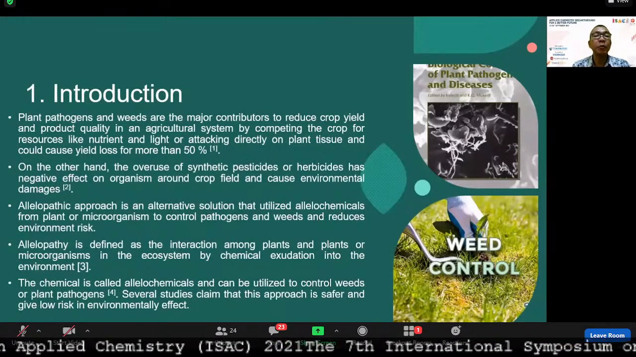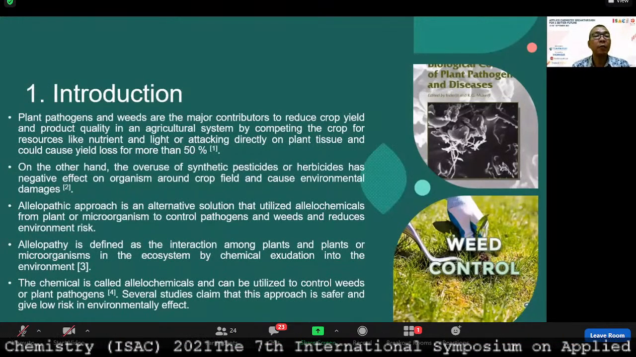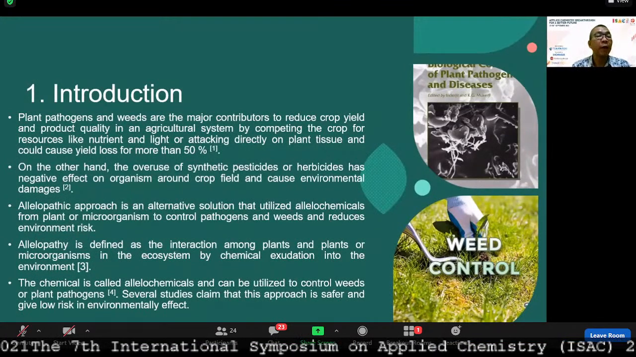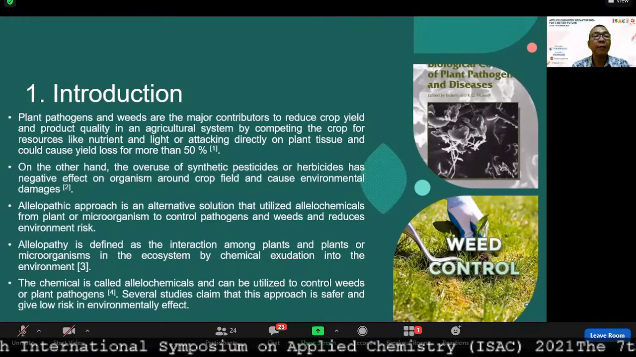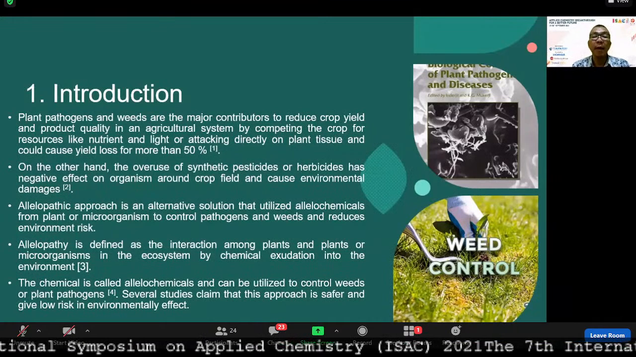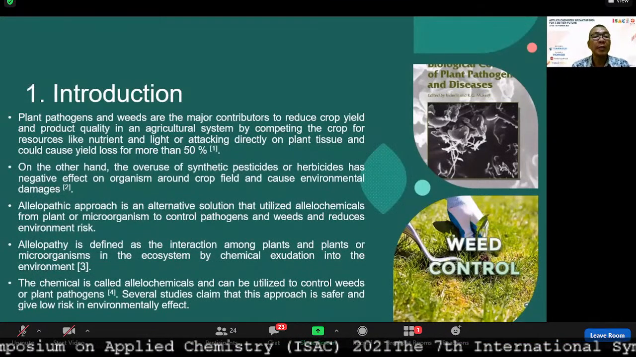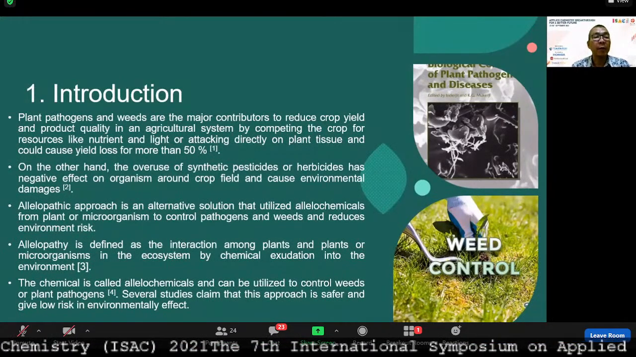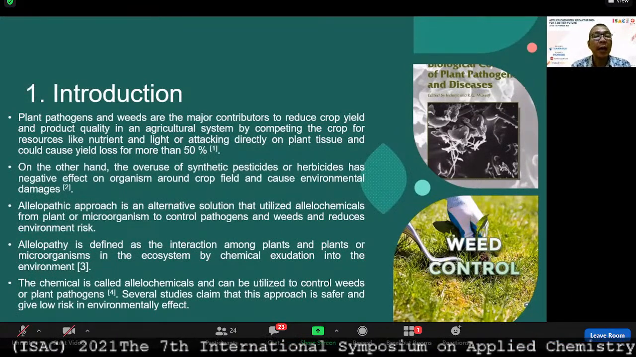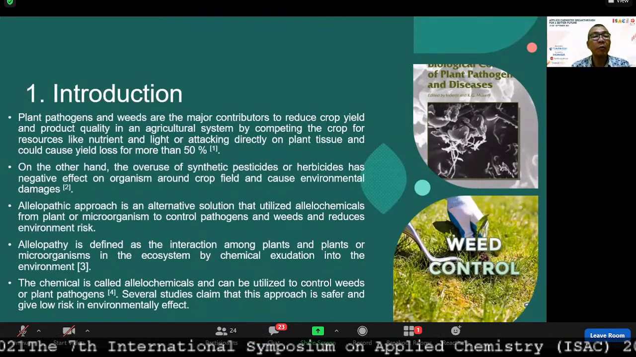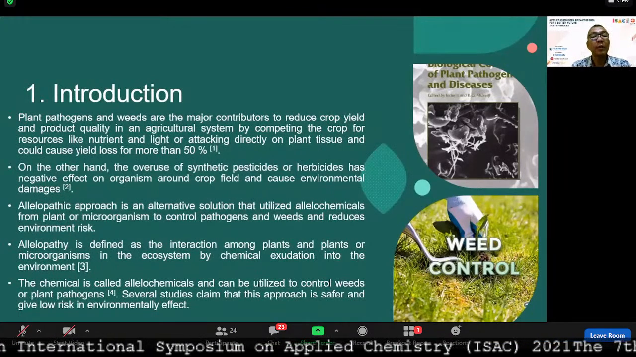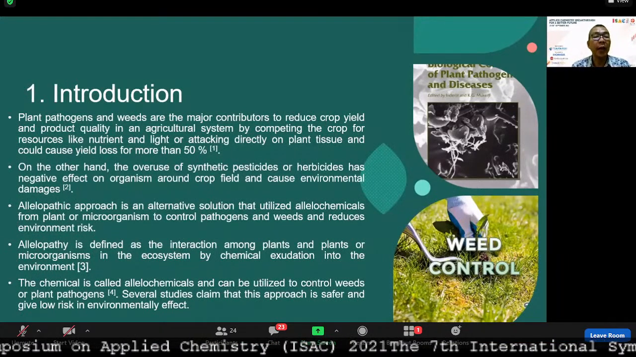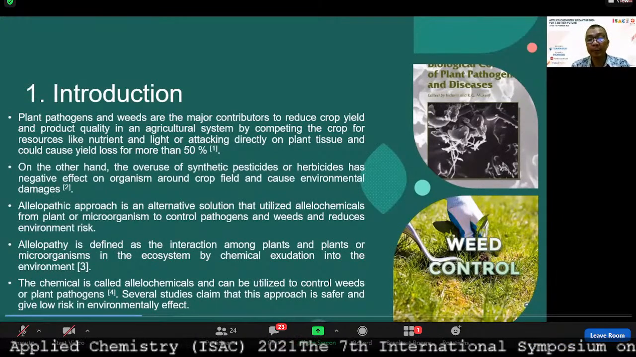The allelopathic approach is an alternative solution that utilizes allelochemicals from plants or microorganisms to control pathogens and reduce environmental risk. Allelopathy is defined as the interaction among plants or microorganisms in the ecosystem by chemical exudation into the environment. The chemicals are called allelochemicals and can be utilized to control weeds or plant pathogens. Several studies claim that this approach is safer and gives lower environmental risk.